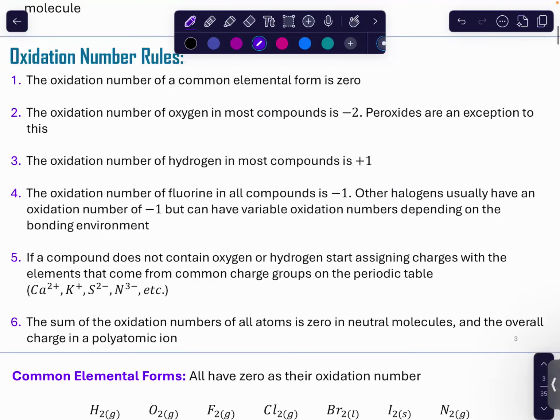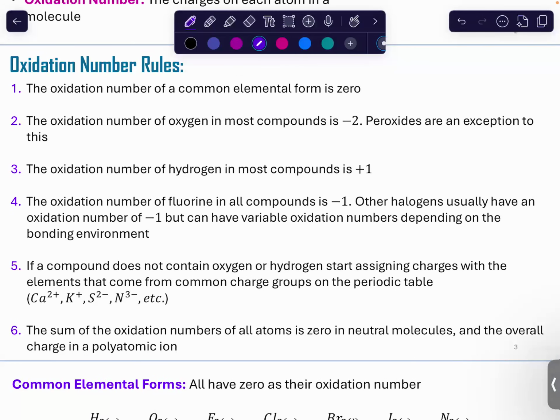Now, do we remember our rules for oxidation numbers? Oxygens are -2, hydrogens are +1. If you don't have any of those, you can start with an atom that is in a group on the periodic table that has a common charge. Fluorine's almost always a -1. Halogens are almost always a -1. Sodium almost always a +1, stuff like that. Then you want the sum of all of your charges to equal the overall charge of your ion or molecule.